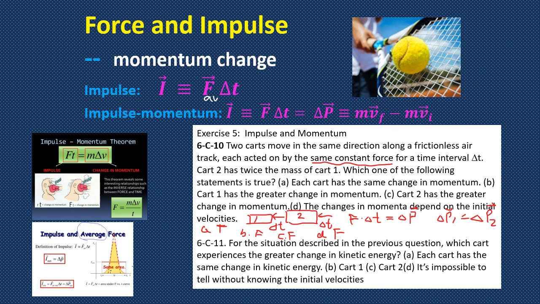The second question is similar to the above situation, 6C11. For the situation described in the previous question, which car experienced the greater change in kinetic energy? Now we recall the kinetic energy is half mv squared. Both speeds will change. A, each car has the same kinetic energy change. B, car 1 has the greater change. C, car 2 has the greater change. And D, it is impossible to tell without knowing the initial velocities. Intuitively we answer this question.